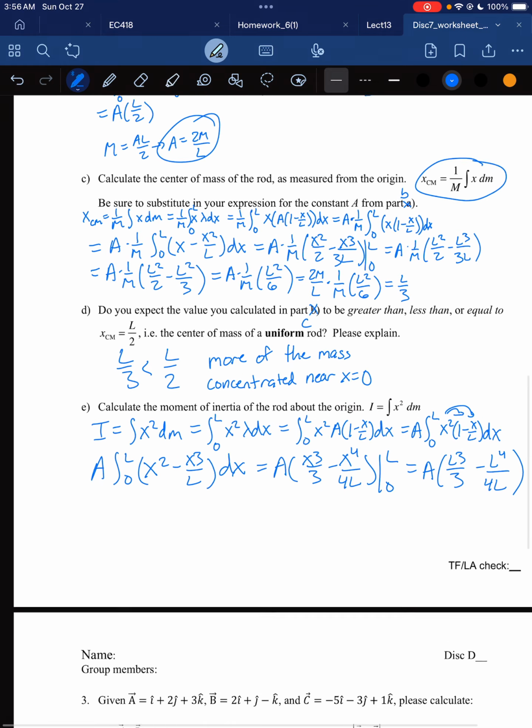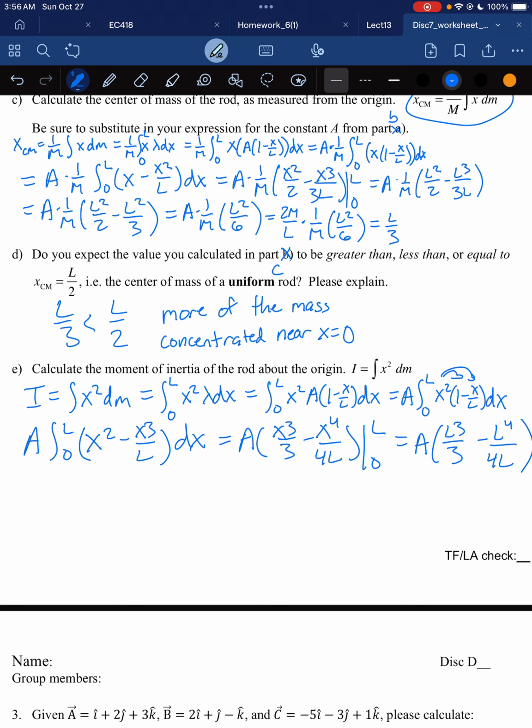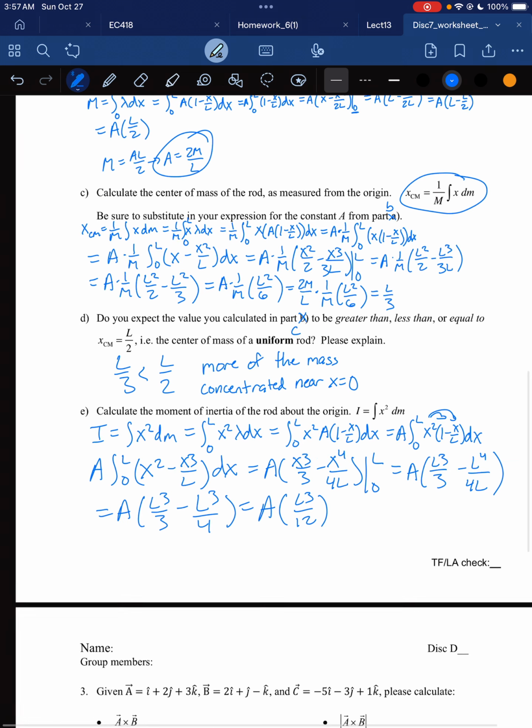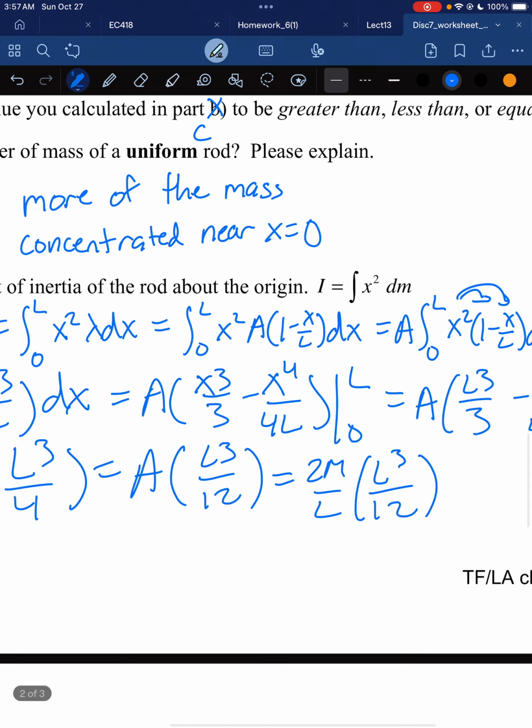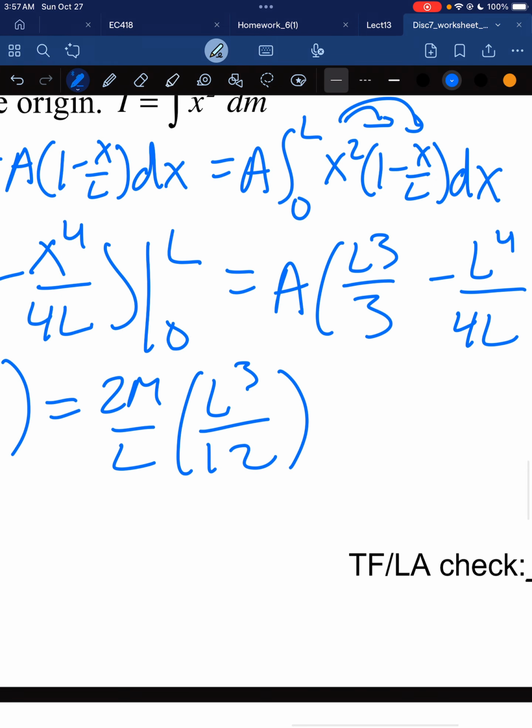I can simplify this further because the L's cancel out, and I can get a times L cubed over 3 minus L cubed over 4, which simplifies to a times L cubed over 12. But again, we know that a is equal to 2m over L from part B, so I can express this as 2m over L times L cubed over 12. The L's will cancel out, the 2 and the 12 will cancel out, and I can express our final answer as mL squared over 6.